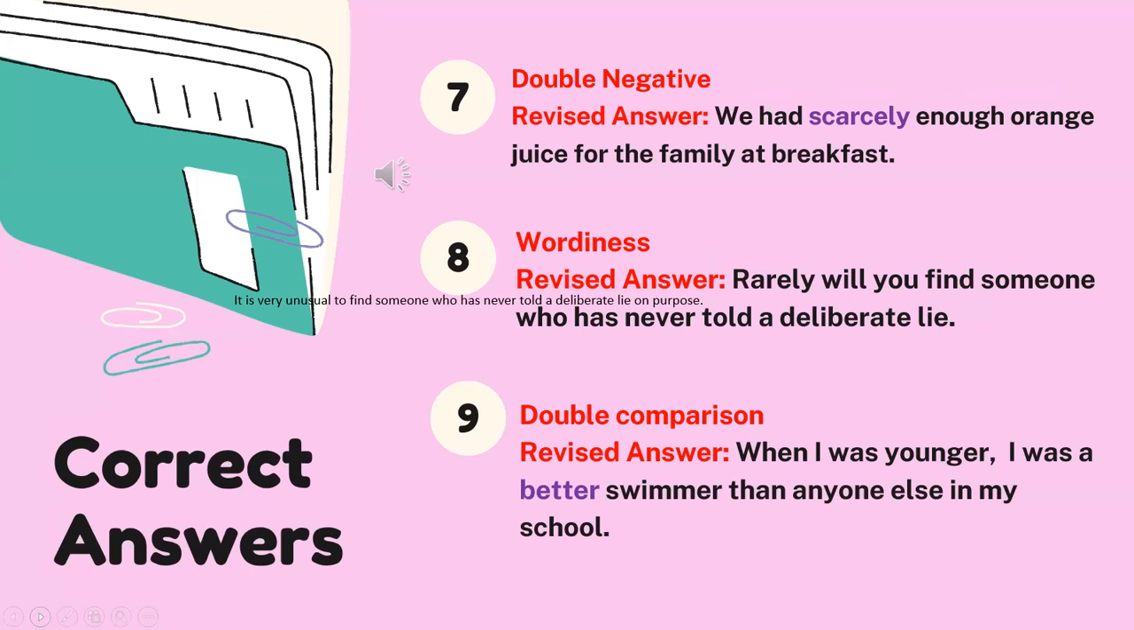The beginning sentence earlier, it is very unusual to find. Instead of using 1, 2, 3, 4 words, it is very unusual, you can change it to one word, which means rarely. So 4 words versus 1 word, but with the same meaning. So you can take away also on purpose.